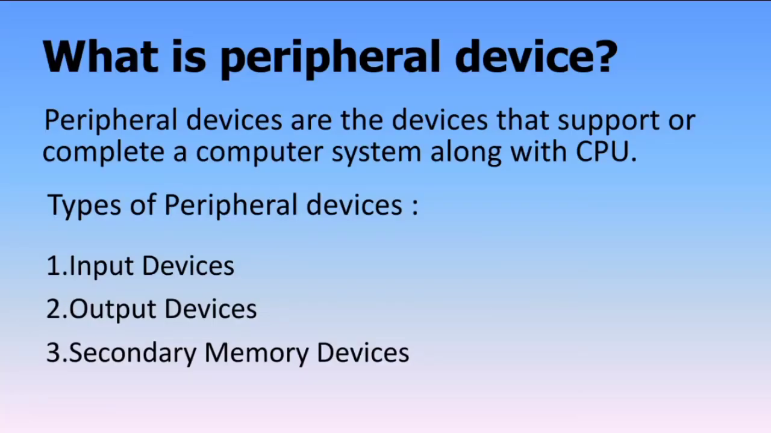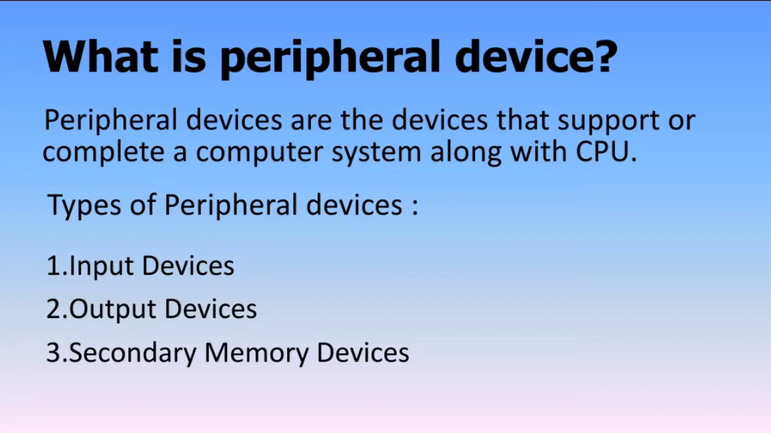What is a peripheral device? Peripheral devices are the devices that support or complete a computer system along with the CPU. Types of peripheral devices: input device, output device, secondary memory devices. So a full computer system can be assembled by taking the peripheral devices along with the CPU.